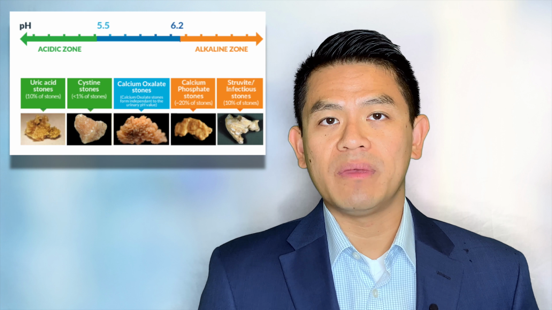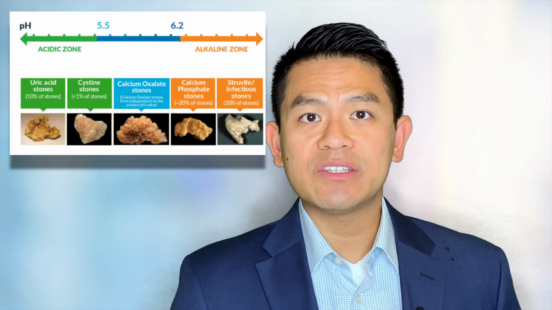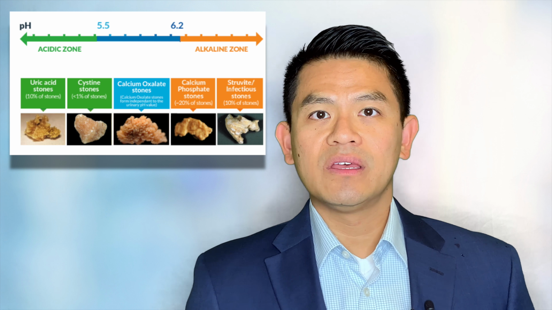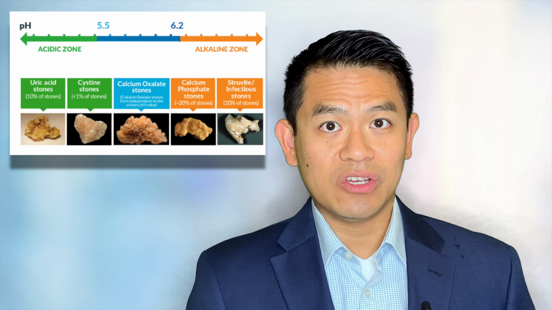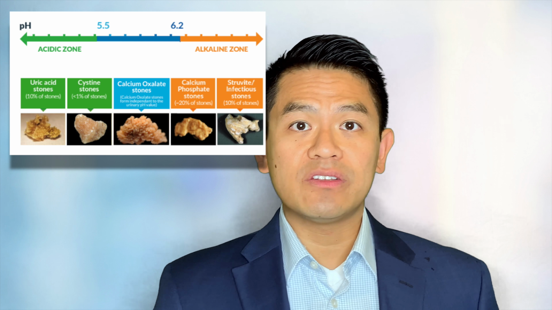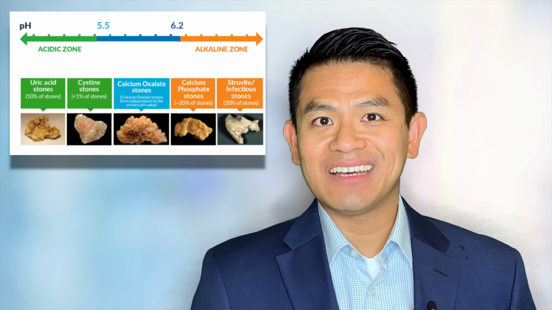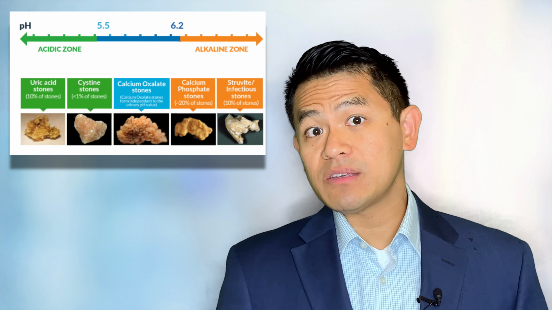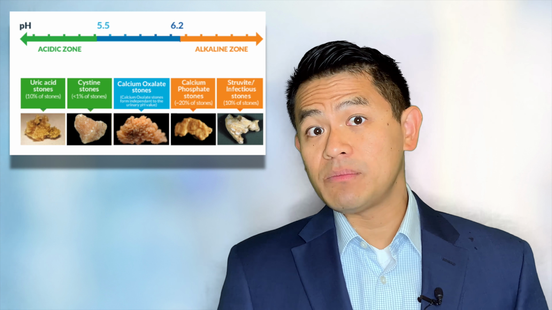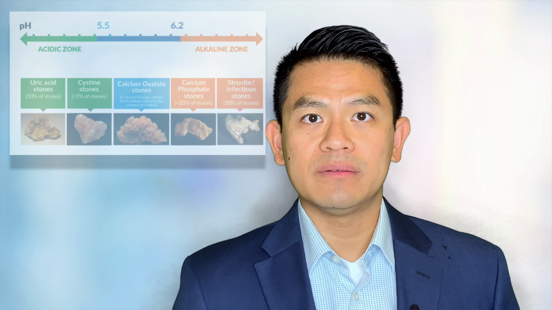Let's take a look at the 5 most common stone types and the urine pH environments that they tend to form in. There are 2 stones that tend to form in acidic urine: uric acid stones and cystine stones. And there are 2 stones that tend to form in alkaline urine: struvite or infection stones and calcium phosphate stones. Now, calcium oxalate stones, which are the most common type of stone to get, can actually form in any type of urine pH environment.